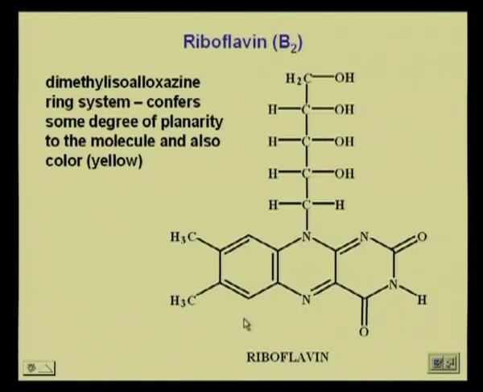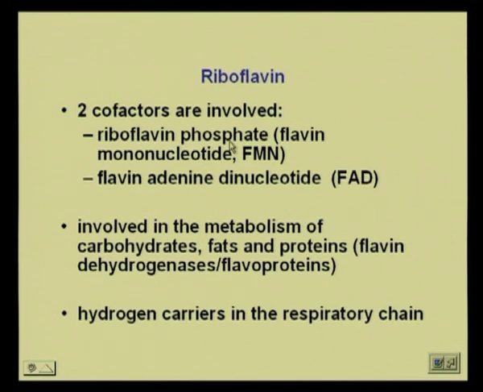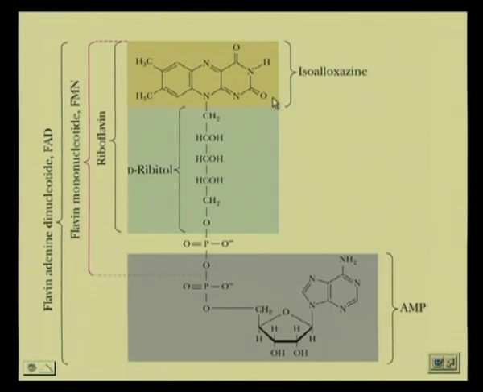So, if we just go back to the structure once more, this is your riboflavin, which is vitamin B2. The two cofactors that it actually forms are FMN and FAD. These are what are going to be required in the specific enzymes that are involved in these processes. So, what do we have? This is your isoalloxazine group. This is riboflavin, this part, the one in yellow and blue together.